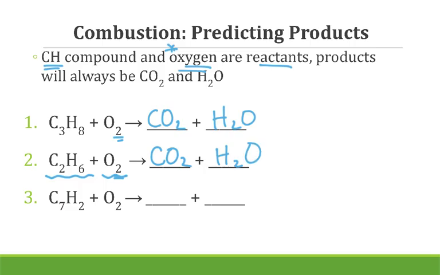C7H2 plus O2, there's our carbon hydrogen compound, and then we have oxygen. Well, what is that going to produce? It's going to produce CO2 and H2O. I don't have enough room to balance, but you can then go ahead and balance these after you have predicted the products.